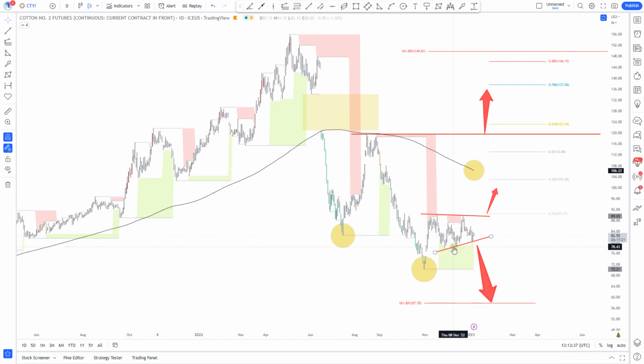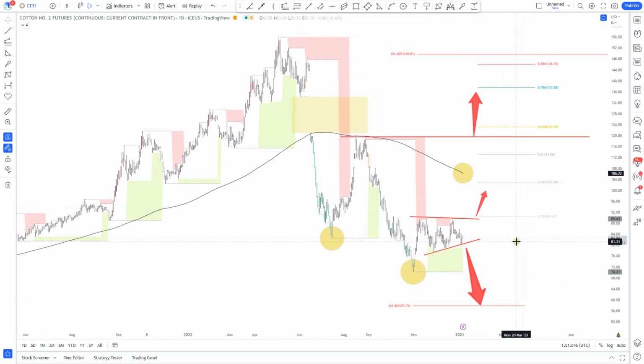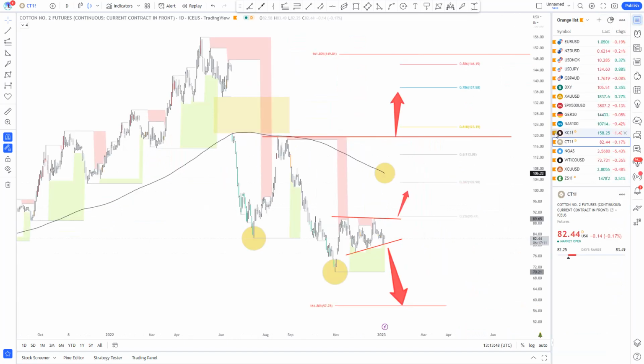For now, we are paying attention to the eventual breakout of the resistance and the most recent support levels, which should trigger momentum to the upside or to the downside. So, this is cotton.